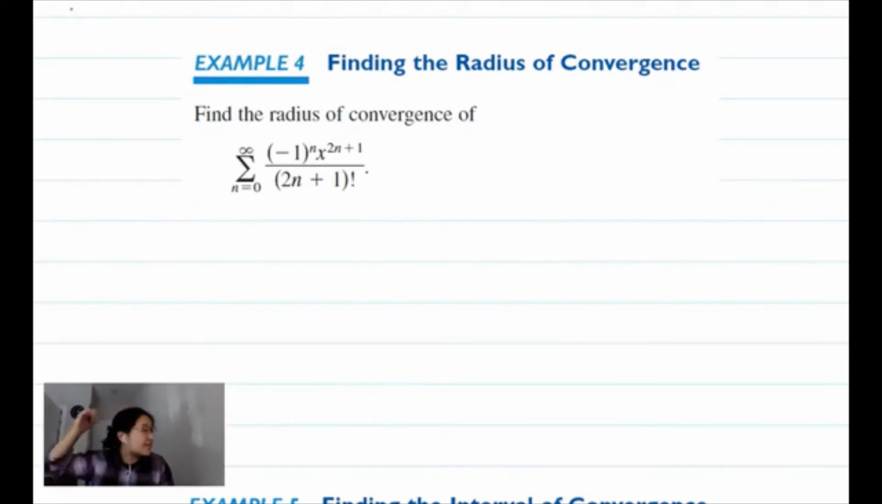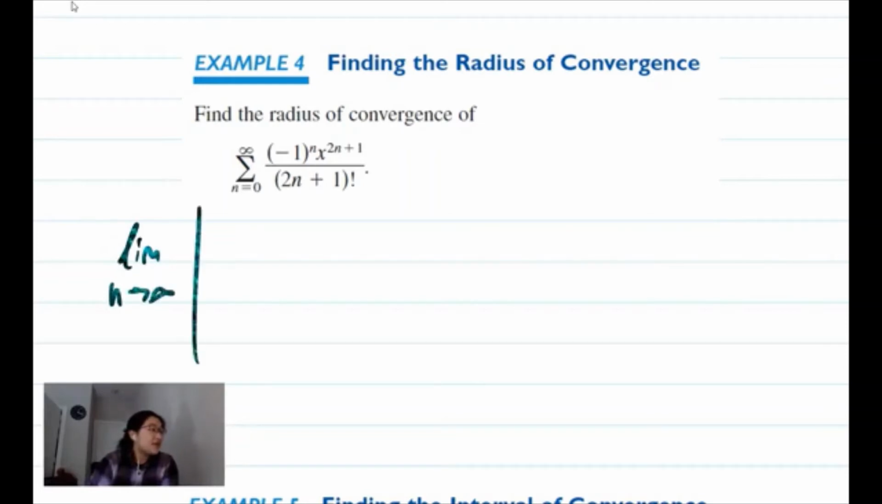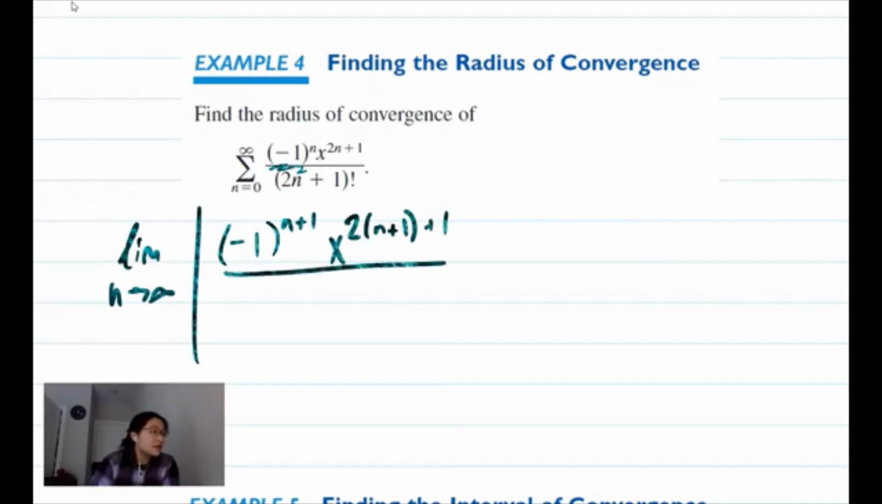So for this, we have an alternating series. It is a power series still, and we have a 2n plus 1 factorial in the denominator. Wow, so many things. Well, let's use the ratio test. We take the limit as n approaches infinity of the absolute value. All of our pluses and minuses from this part don't really matter, but we'll put them in anyway because that's responsible. So negative 1 to the n plus 1 times x to the 2n plus 1 plus 1, all over 2n plus 1 plus 1 factorial.